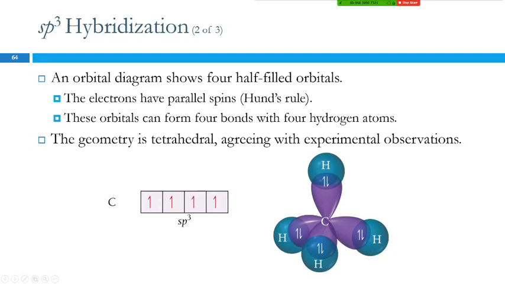So we can draw a new orbital diagram, and now we have four boxes that are together because they're all the same energy. Now carbon's 4 electrons will follow Hund's rule and fill those individually, so we'll end up with 4 half-filled orbitals. Each of these orbitals can overlap with the s orbital of one hydrogen atom.